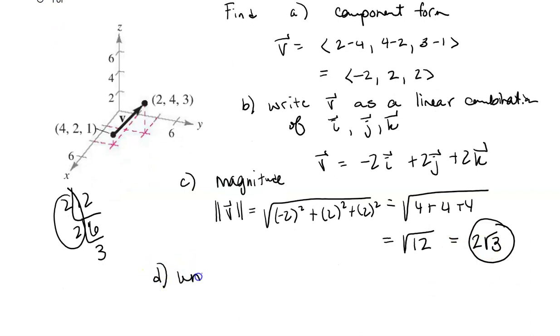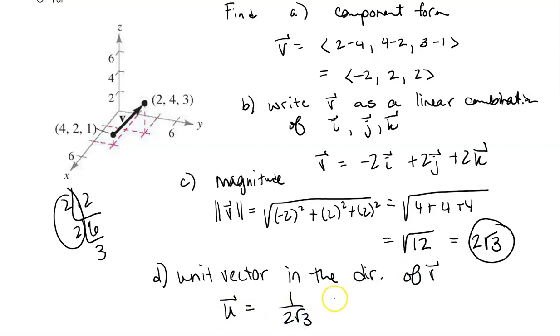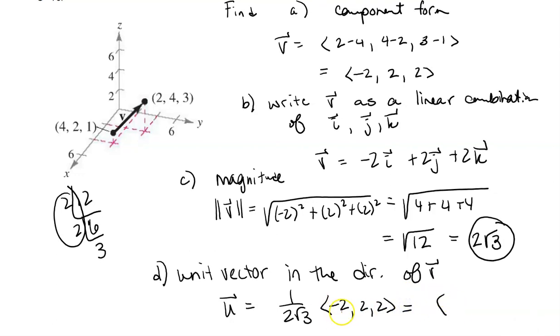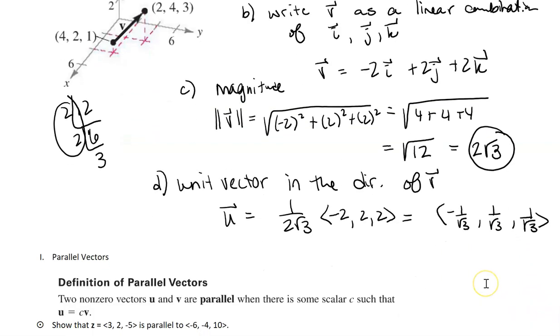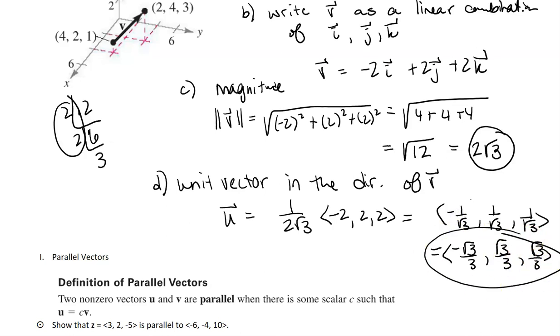And finally, let's find the unit vector in the direction of v. So u would be 1 over 2 square root of 3, and let's leave it in component form, which was negative 2, 2, and 2. So that gives me negative 2 over 2 square root of 3, negative 1 over square root of 3, 1 over square root of 3, and 1 over square root of 3. And then if we rationalize that, we get negative root 3 over 3, root 3 over 3, and root 3 over 3, multiplying by root 3 over root 3.